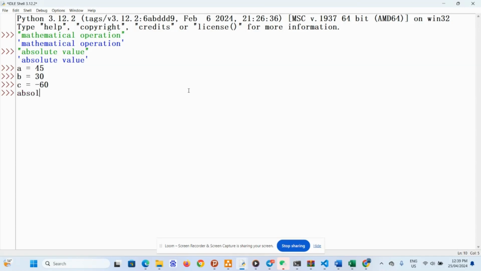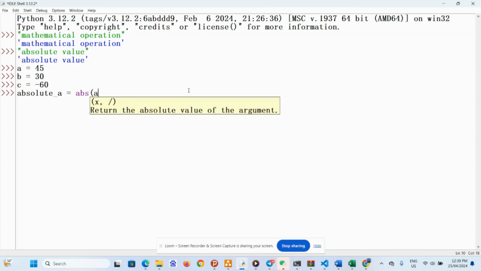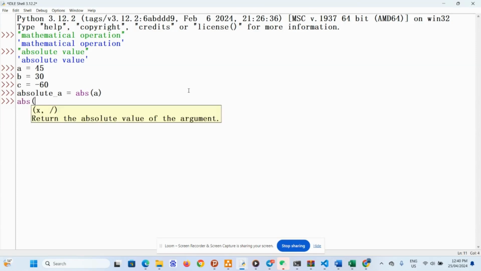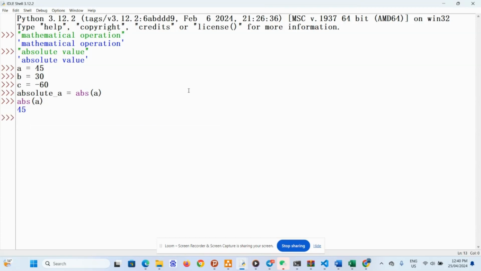Absolute of A is equal to what? ABS, absolute. That's the short form, ABS. Make sure you always press shift for any command that you are giving. Then absolute of A, you call ABS, absolute of what? A. We press enter. That's 45.